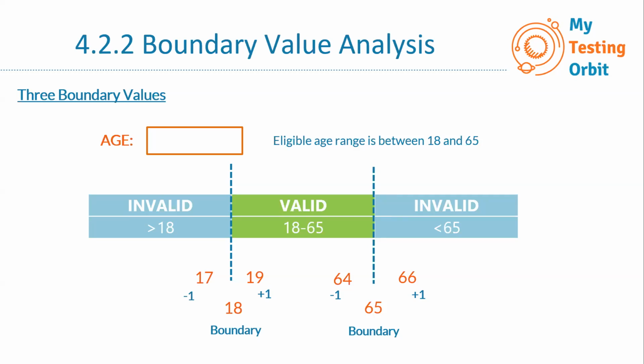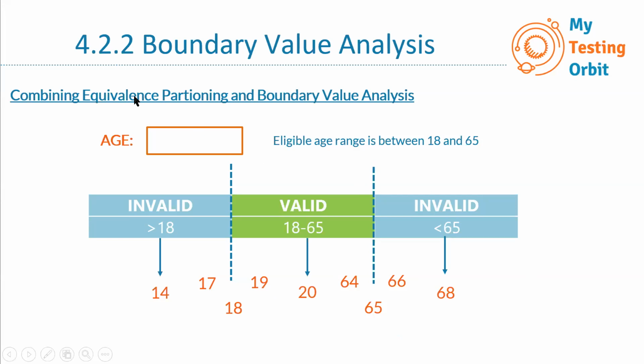So it is recommended to test partitions separately from boundaries, which means choosing a partition value that is not a boundary value. Let's go to the next slide. If we are combining equivalence partitioning and boundary value analysis, then take a value from the partition which is not the boundary value. In this case, we are doing three boundary values and equivalence partitioning, and this will give us very thorough coverage of our testing.